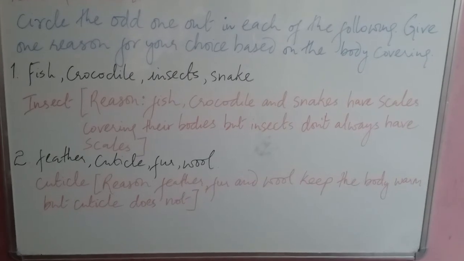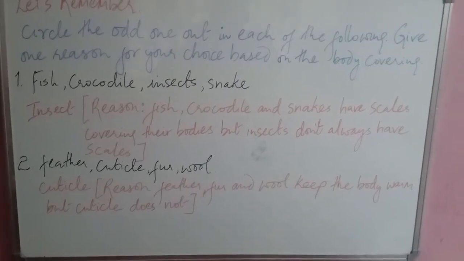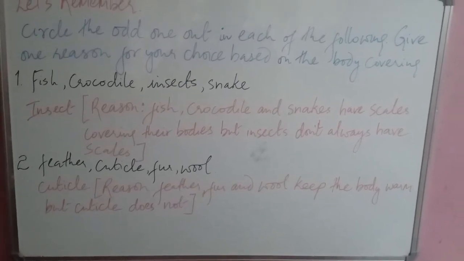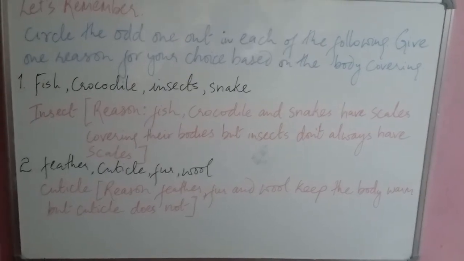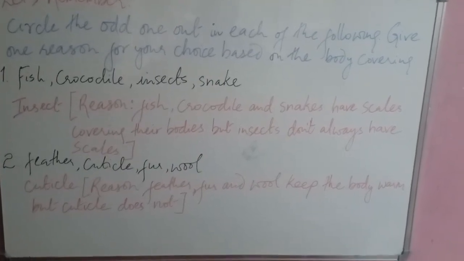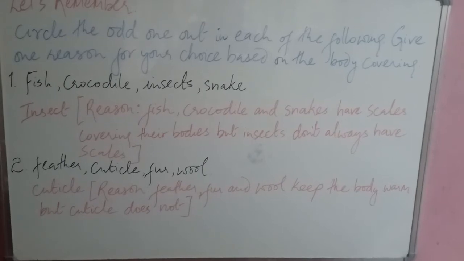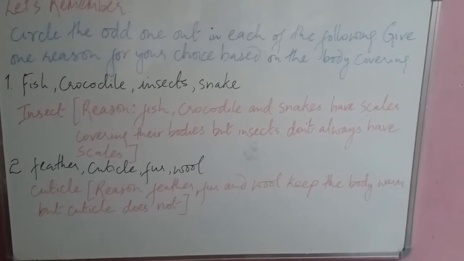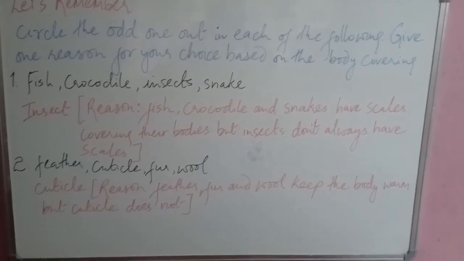Question 2. Feather, cuticle, fur, or wool. You have to find the odd one, which is cuticle, and the reason will be: feather, fur, and wool keep the body warm, but cuticle does not.